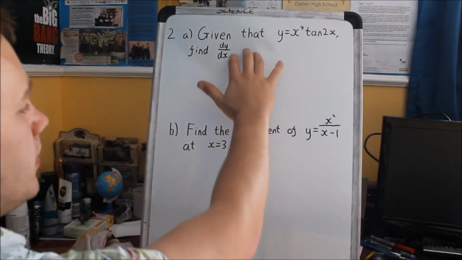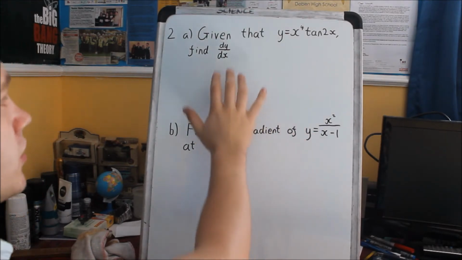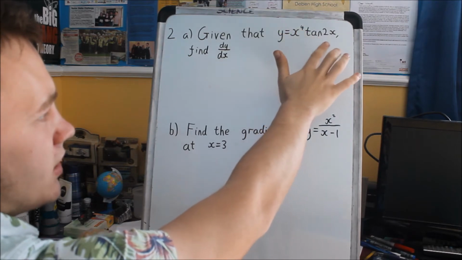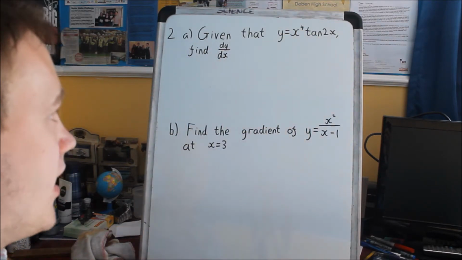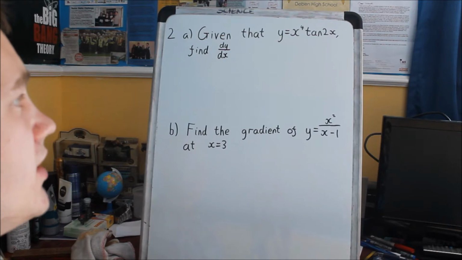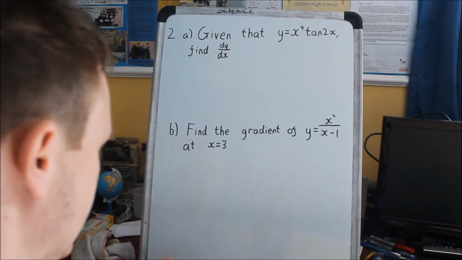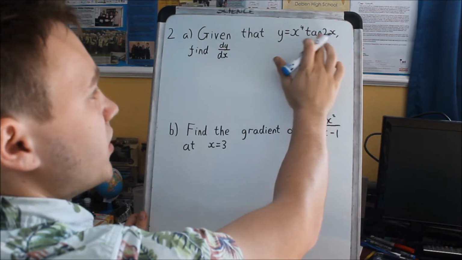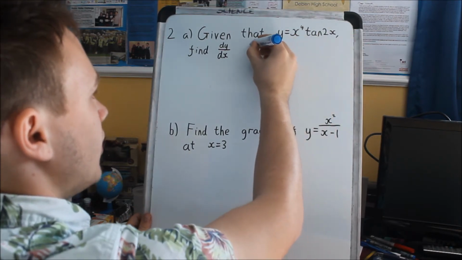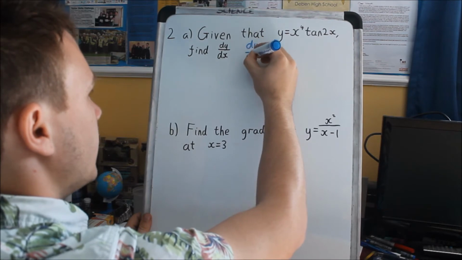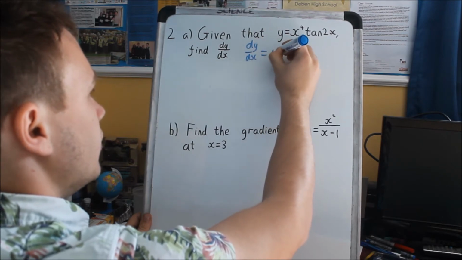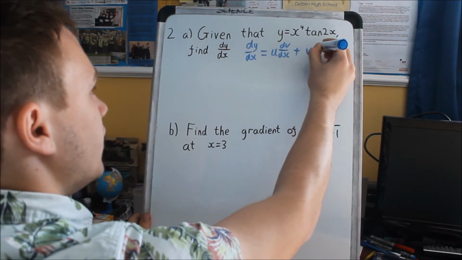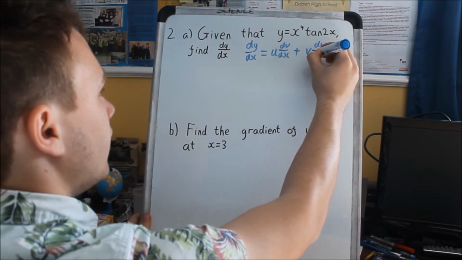So question 2, there's part A, there's part B, just like in question 1. So A, given that y equals x to the power of 4 tan 2x, find dy by dx. So it's simply asking you to differentiate x to the 4 tan 2x. You can see that it's in the form uv, there's one multiplied by the other. We're going to be using our product rule, so our formula for dy by dx is equal to u dv by dx plus v du by dx.